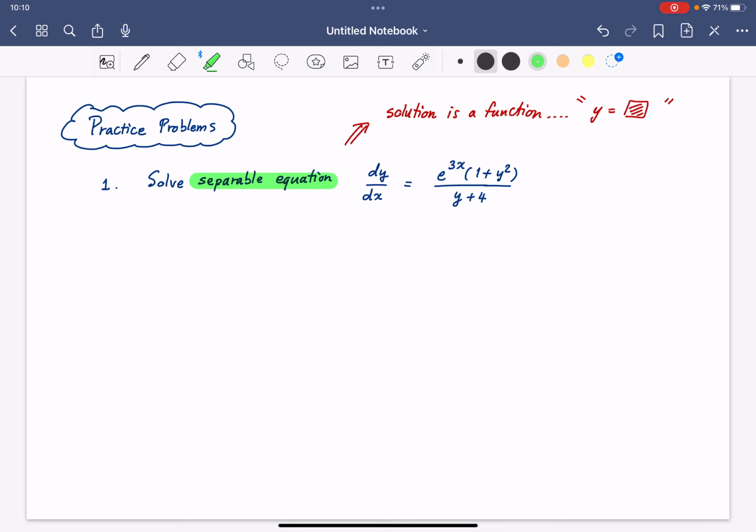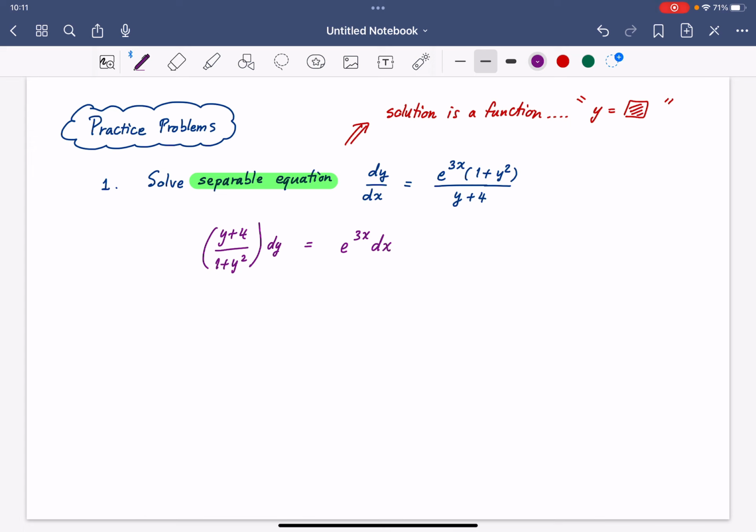For example, if you have dy/dx equal to e to the 3x times (1 plus y squared) over (y plus 4), you can simplify it by moving x to one side and y to the other side. So we're going to start by simplifying. I move y plus 4 to the left, and then I move 1 plus y squared to the left, and I keep dy here, and e to the 3x stays there, and then dx here.